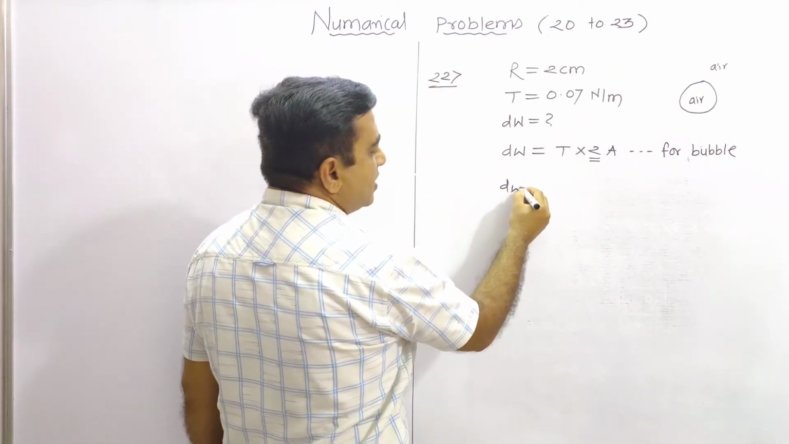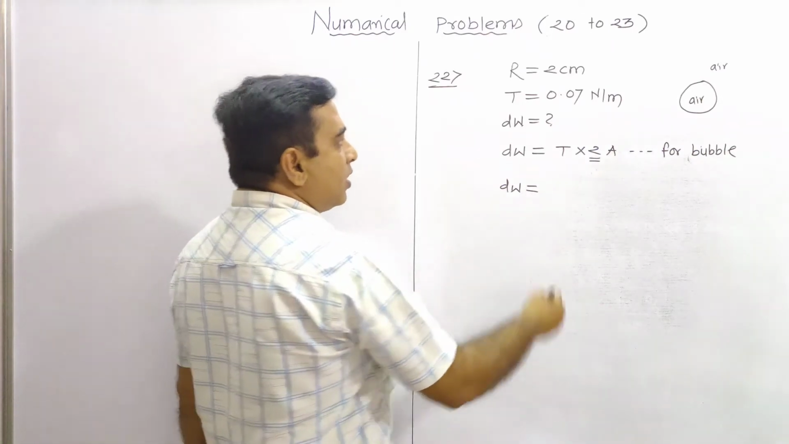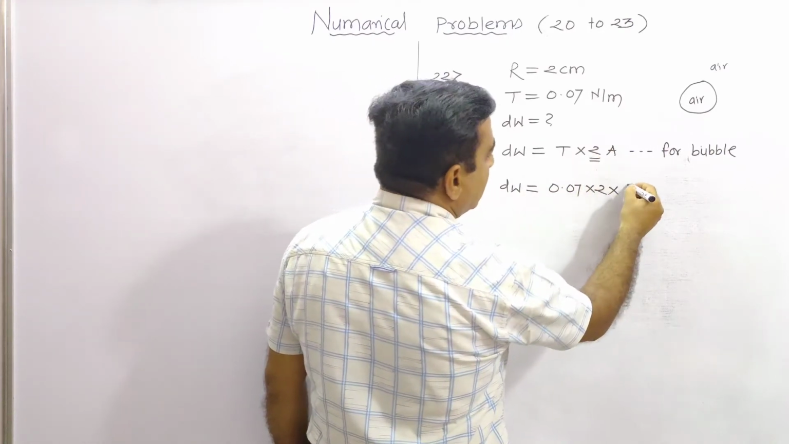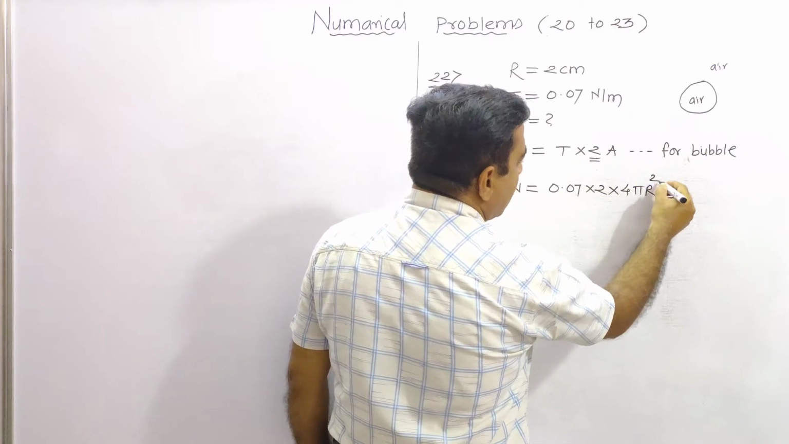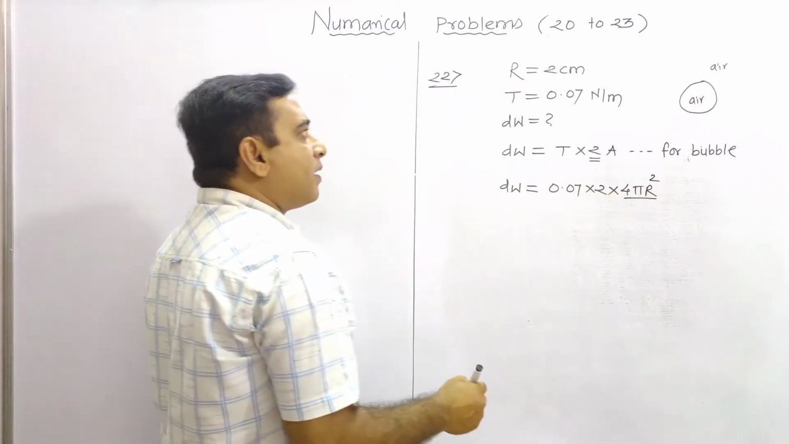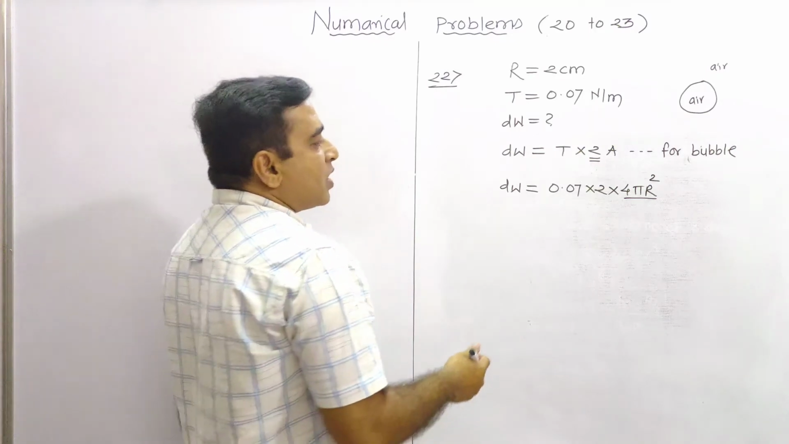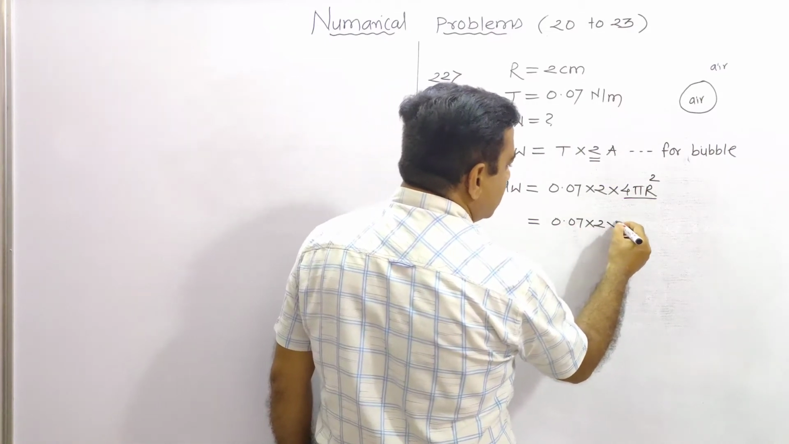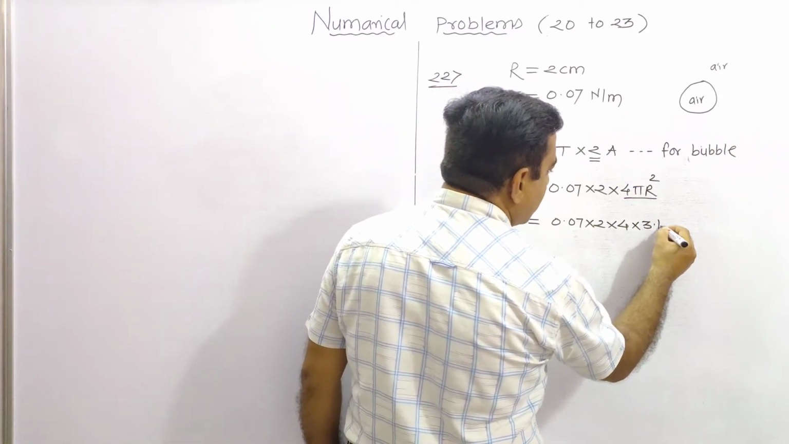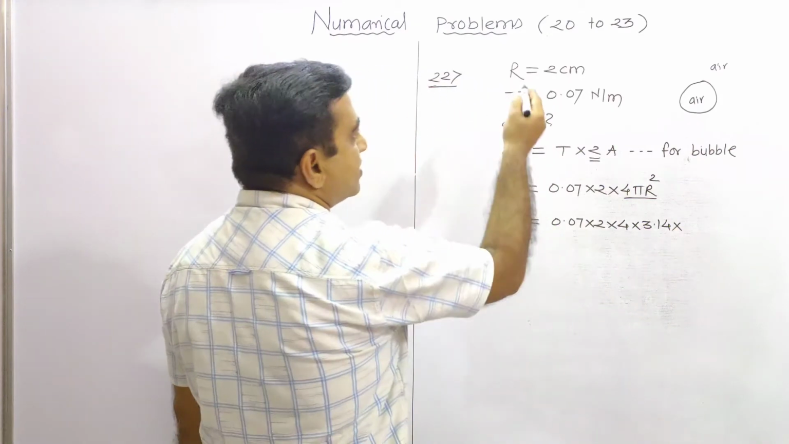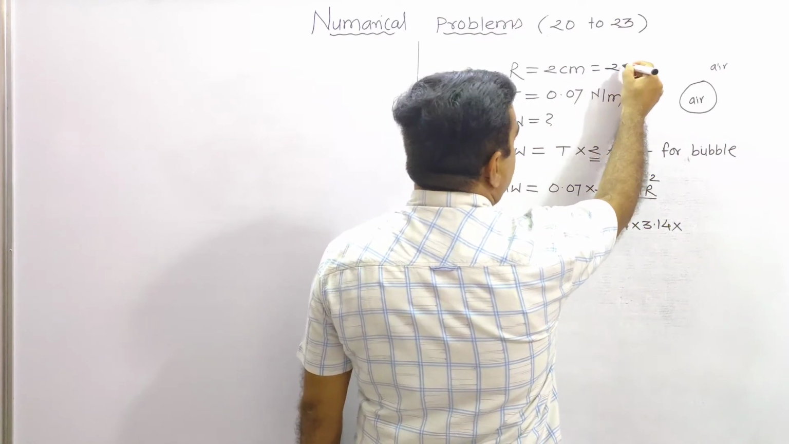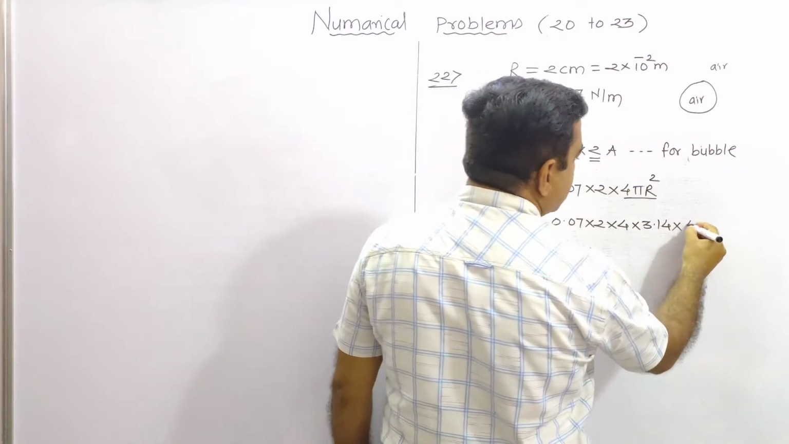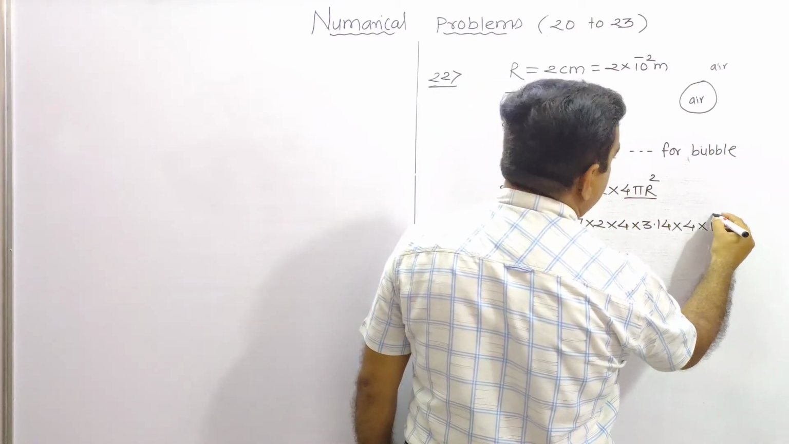So dW is equal to T, 0.07, into 2 into area, that is 4 pi r square. As it is a sphere, a sphere has an area of 4 pi r square. Substituting all the factors now, 0.07 into 2 into 4 into 3.14 into radius square. Radius how much? Here we need to convert, it is 2 into 10 raised to power minus 2 meter. So squared, it is 4 into 10 raised to power minus 4.